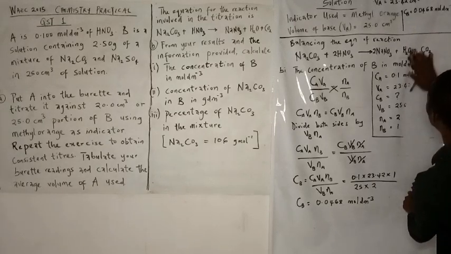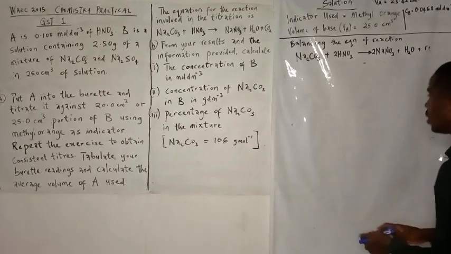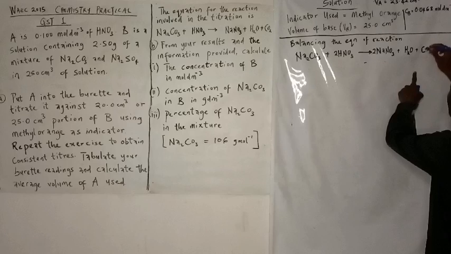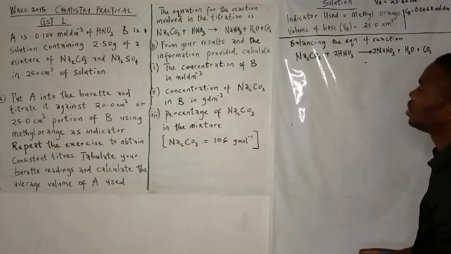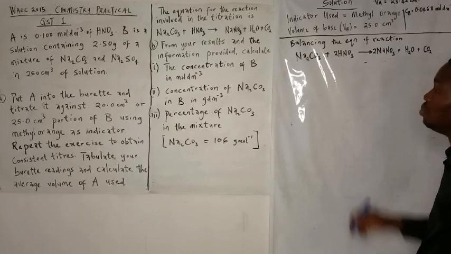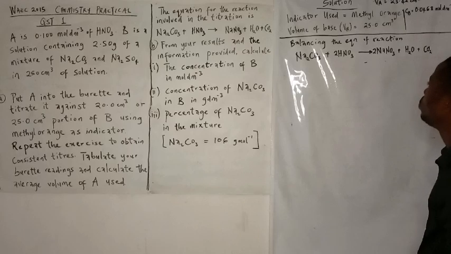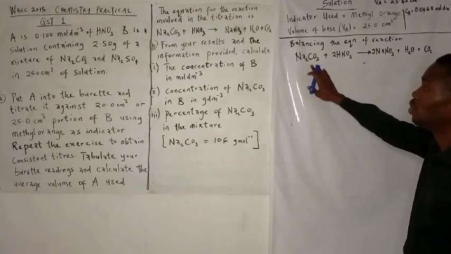So I'll take these ones off. We have gotten that. Let me put this one properly, CO2. Now after that, the next question says that we should calculate the concentration of sodium trioxocarbonate IV in B in grams per dm cube. So how do we do that? Look at here, we have our sodium trioxocarbonate IV.